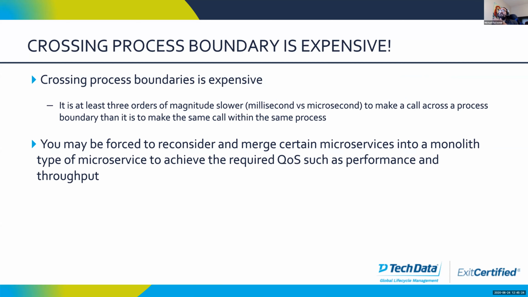So remember, crossing context boundaries, as I just mentioned, is expensive. If you keep having to talk to these other services to function, then that's a dependency. Figure out how to minimize that as much as possible.